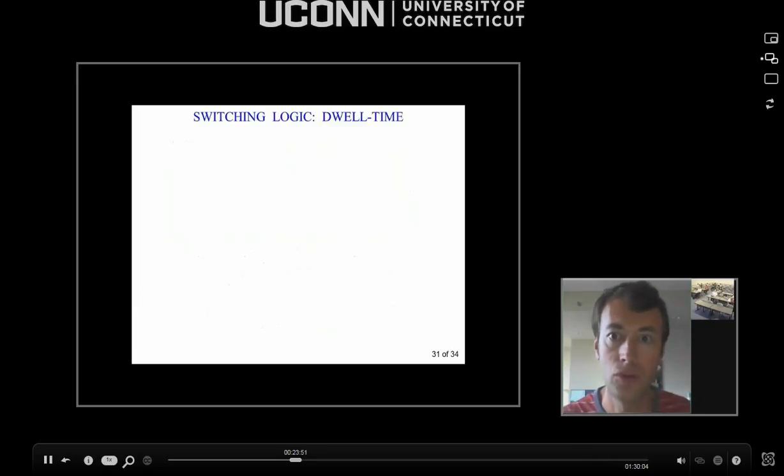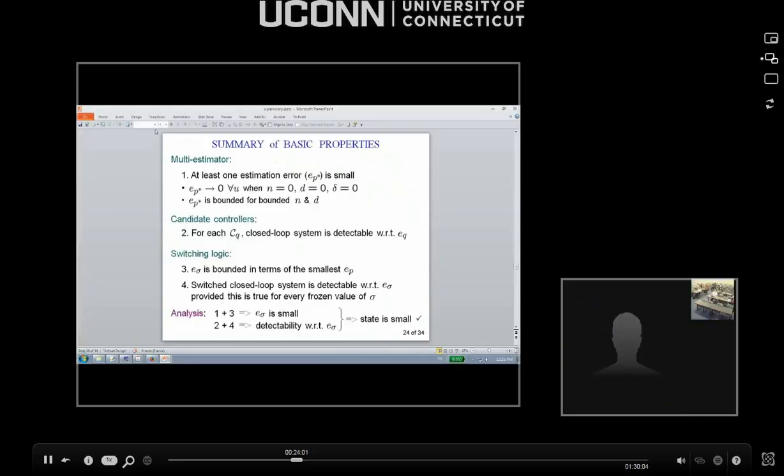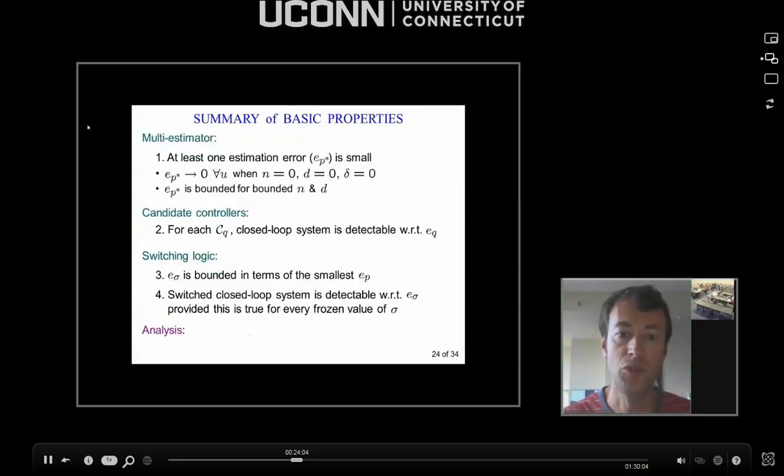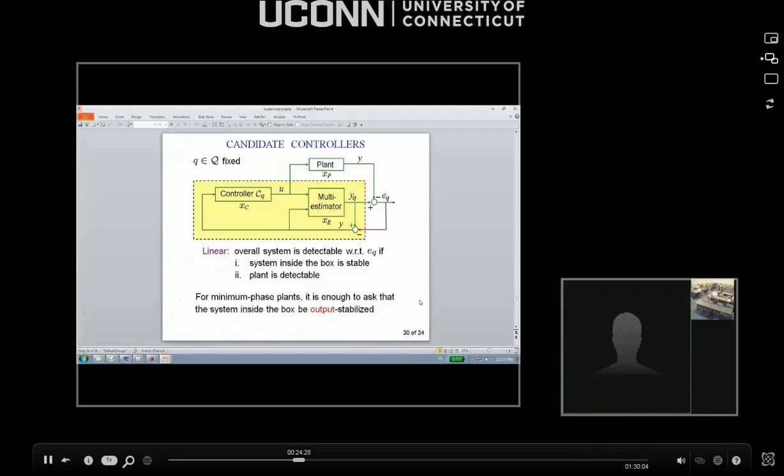Let me remind you where we were with the basic properties, basic design objectives. We wanted the switching logic to provide two things. We wanted the estimation error e_sigma to be small in terms of the smallest of the individual estimation errors, and we also wanted the detectability property to be preserved under switching. Now we're going to look into what this implies for the design of the switching logic.